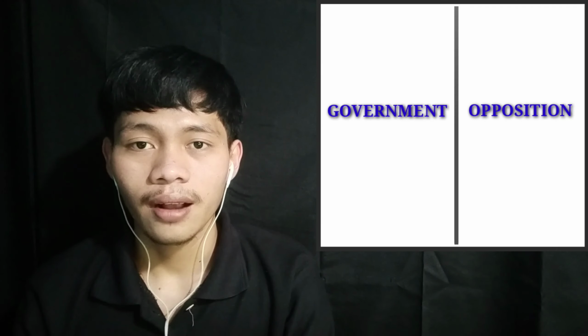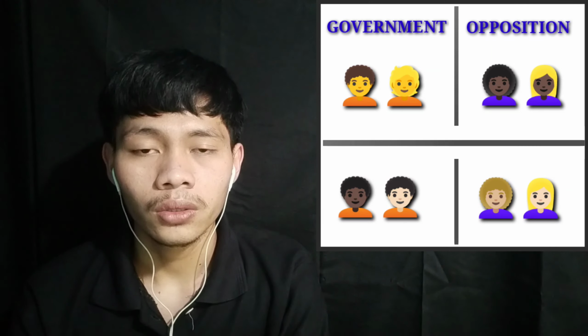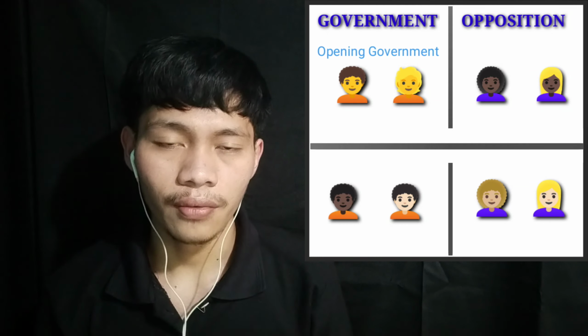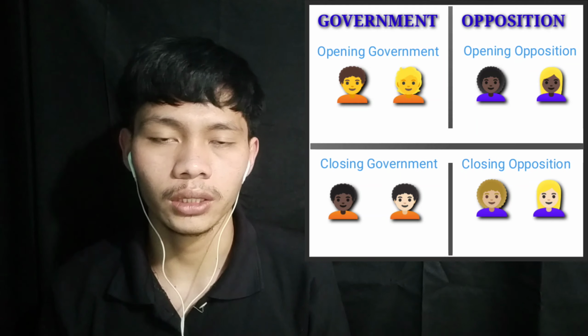There are two sides, government and opposition. Government supports the motion and opposition opposes it. And there are four teams, two teams on each side. Each team is assigned to a position. There is opening government, opening opposition, closing government, and closing opposition.